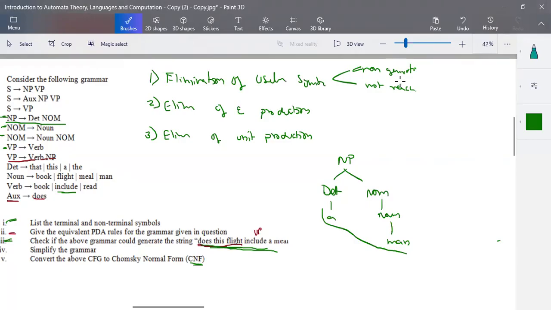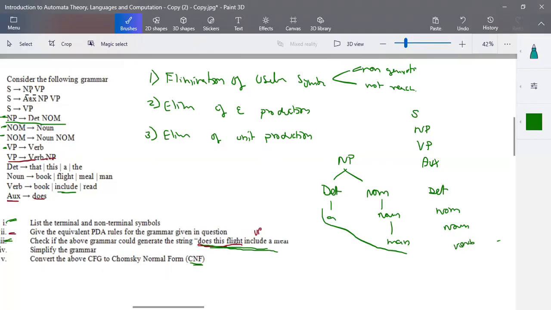Write it down. See, always when you are answering your questions, you just write the steps and mention that there is no non-generating symbol. And for reachability, S is the starting symbol. From S, we are able to reach NP, VP, AUX. Right? From NP, we are able to reach DET and norm. Okay? And all the things are there. Norm is reachable, VP is reachable, DET is reachable, and noun is called by norm, so it is also reachable, and VP calls verb. So all the symbols are reachable.